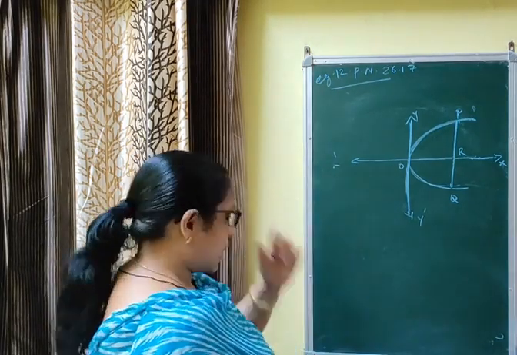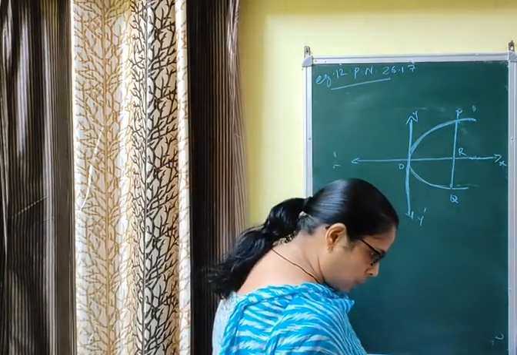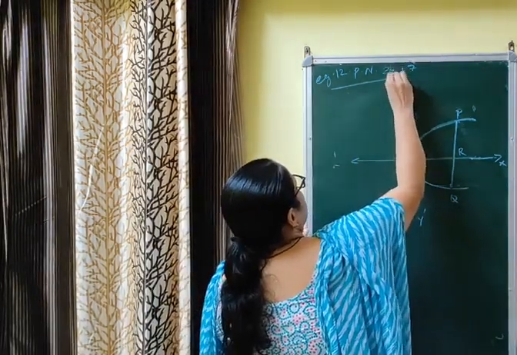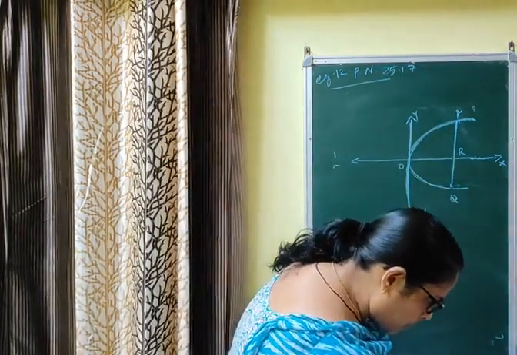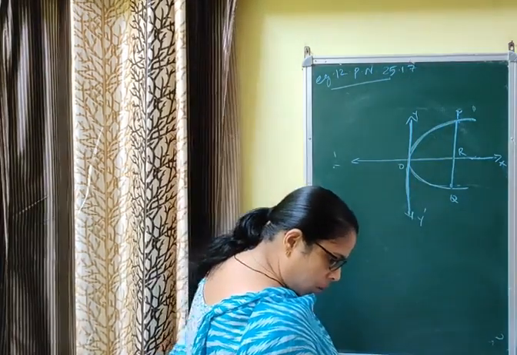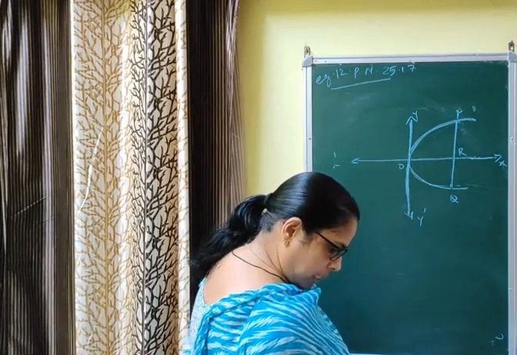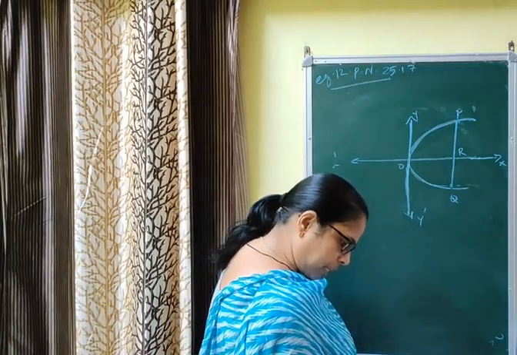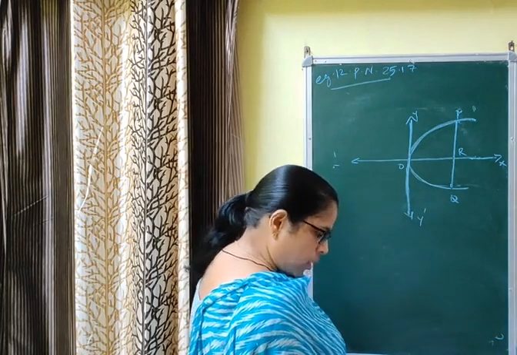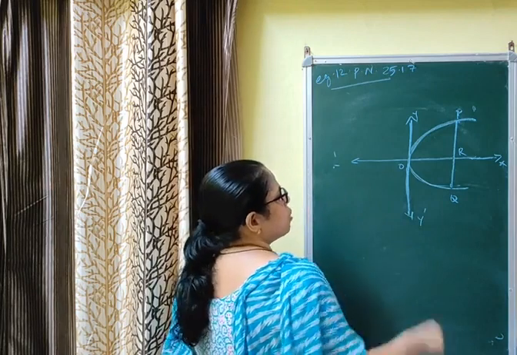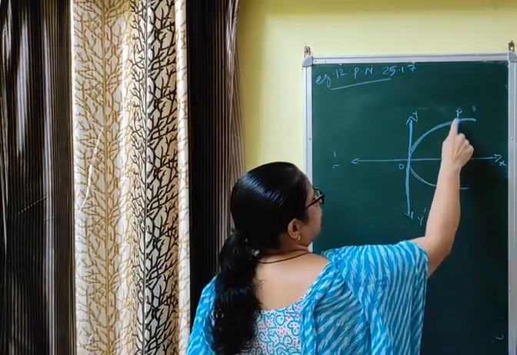The first question is example 12, page number 25.17. I am reading the question. A double ordinate of the parabola y square equal to 4ax is of length 8a. Prove that the lines from the vertex to its ends are at right angles. What do you mean by double ordinate? Double ordinate is a line perpendicular to the axis whose endpoints touch the parabola.